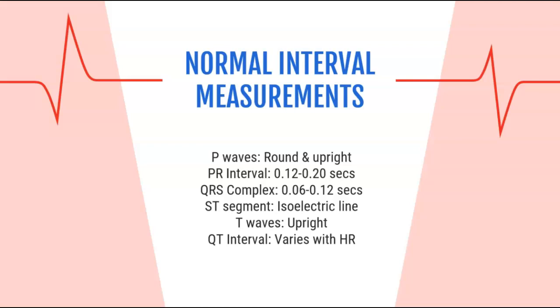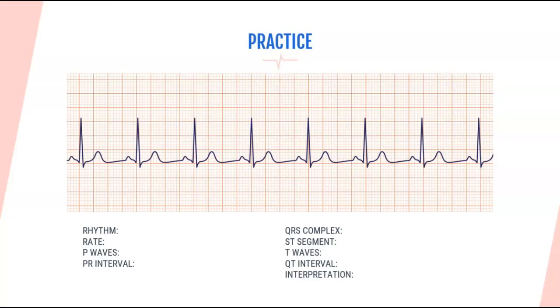You might see shorter QT waves with tachycardia and longer QT waves with bradycardia, because remember, the QT interval is the time it takes for the ventricles to contract and relax. Some medications can also extend QT intervals. I want you to pause the slideshow and try to figure out what this rhythm is using the 8 steps that we've previously discussed.